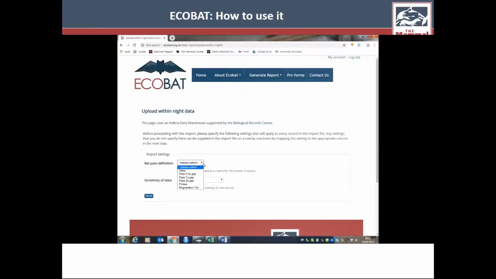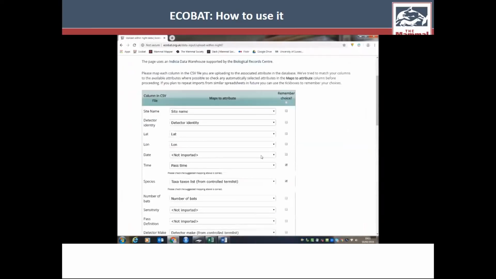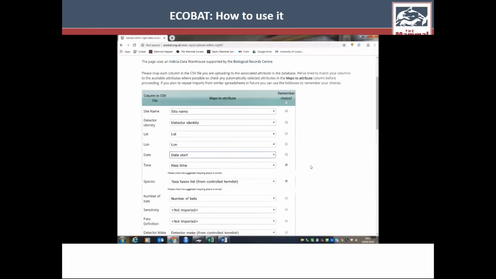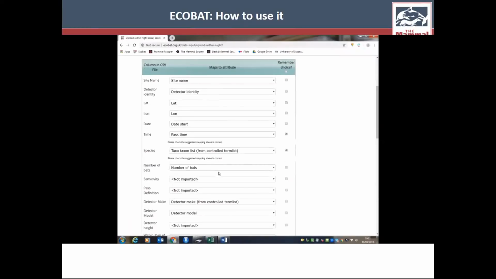It will ask you the bat pass definition that you used. So you can just input this here, and sensitivity of data, so whether you don't want it publishing or not. And then just to make sure that everything's mapped correctly, so that we're actually taking the information from your spreadsheet that we think, just make sure your columns match with what it should be. Yeah, so just go through and check.